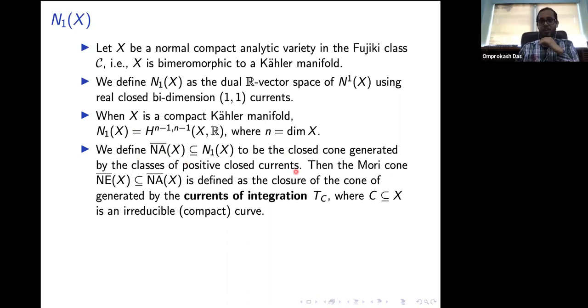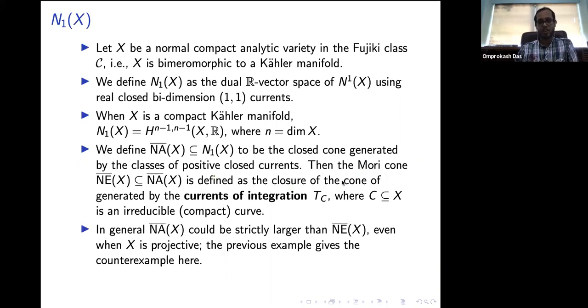The Mori cone lives inside this, and it is defined as the closure of the cone generated by the currents of integration over a curve. So if you take an irreducible compact curve, you take the current of integration, that is automatically a bidimension (1,1) current, positive and closed. So these things are there in any X. So NE(X) is essentially cycles. Every one-cycle will give you a current of integration. If it is an effective one-cycle, then it will be a positive current.